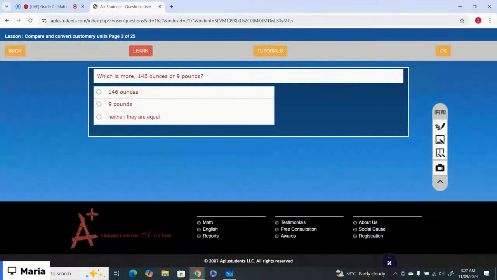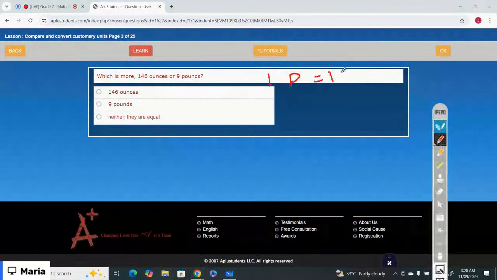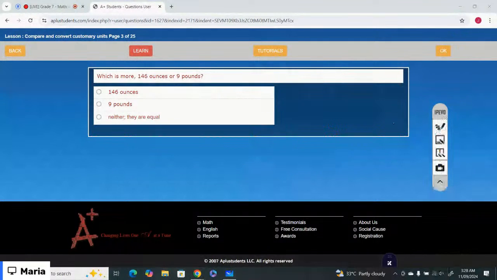The correct option is... 1 pound equals 16 ounces, right? So 9 pounds equals 16 times 9. That is 9 times 6 is 54, 9 times 1 is 9, and 5 is 14. So 9 pounds equals 144 ounces and you have 146 ounces. So obviously 146 ounces is more than 9 pounds. The correct option is 146 ounces.